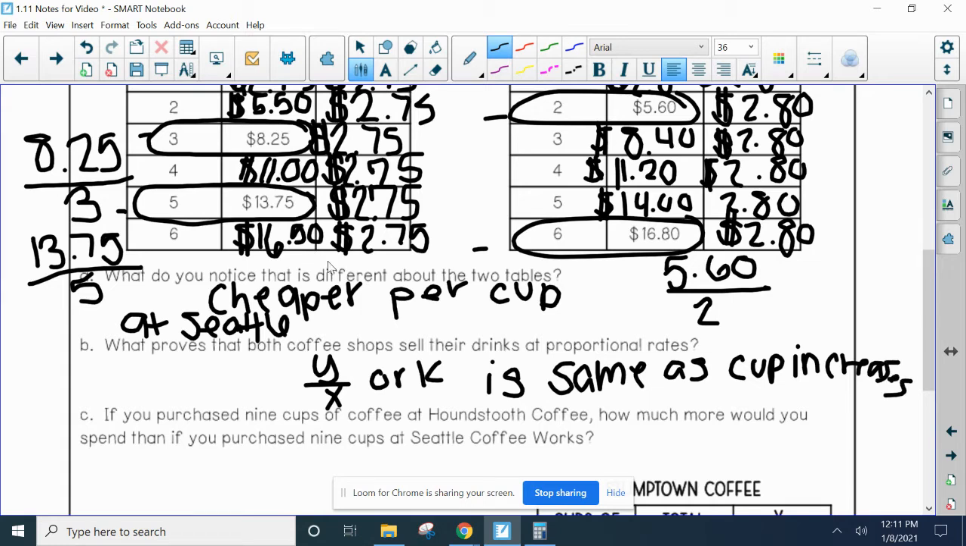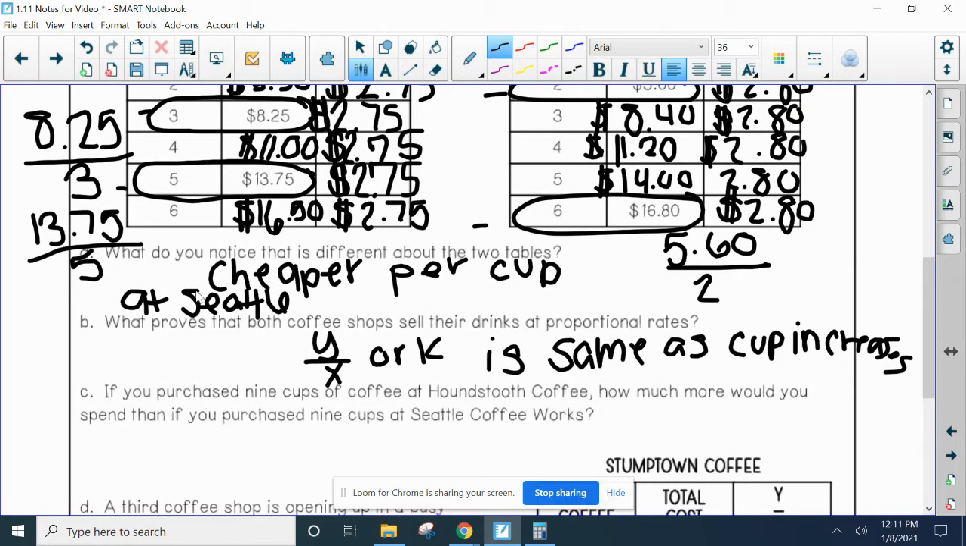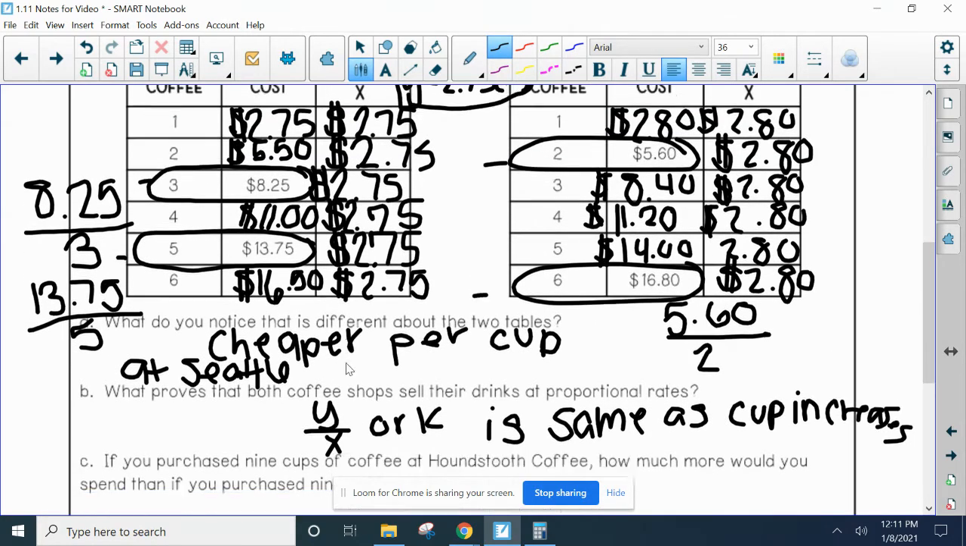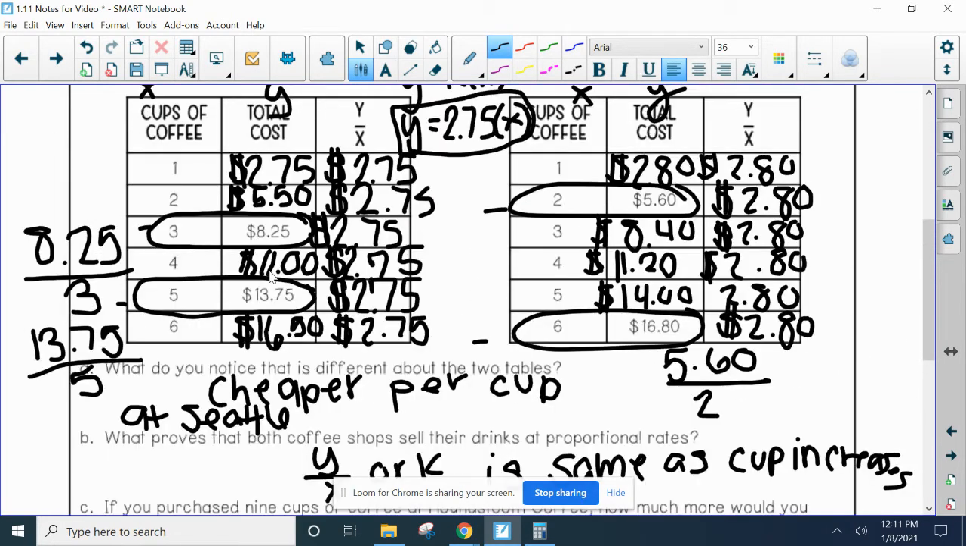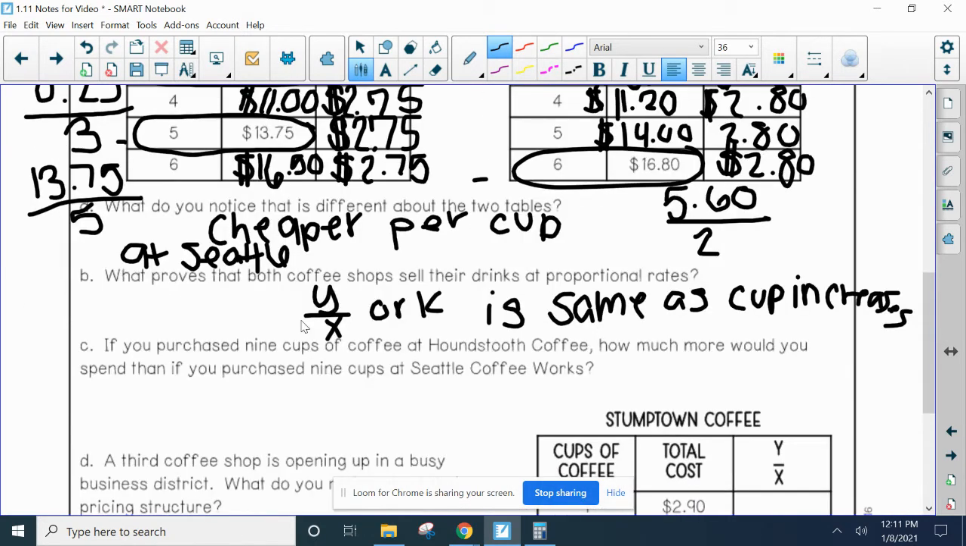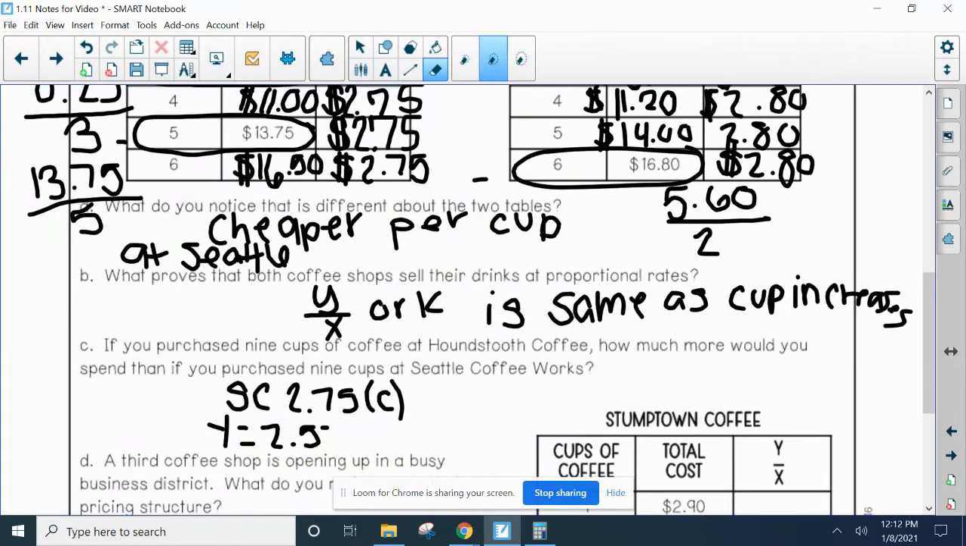The price of a cup of coffee didn't change no matter how much more coffee you bought. So now it says, if you purchase 9 cups of coffee at Houndstooth Coffee, how much more would you spend than if you purchased 9 cups of coffee at Seattle's Coffee? All right. So, we know that Seattle's Coffee, SC, is $2.75 per cup. Not $2.50, $2.75 per cup.